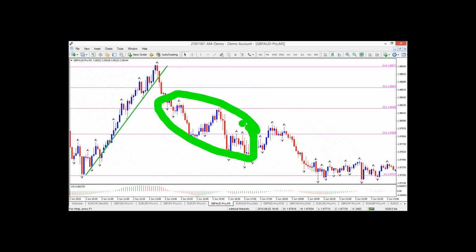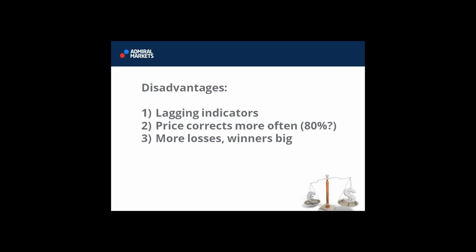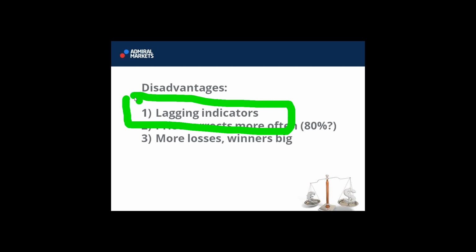So the time factor helps the nervousness, right? Helps us be more confident about catching a decent amount. Whereas if I would have aimed for a larger part, I would have had to wait through a lot more price action. And that has the disadvantage of nervousness and maybe getting out of the trade too early. There's less nervousness if the trade is shorter. All right. Disadvantages, well, they're lagging indicators often.